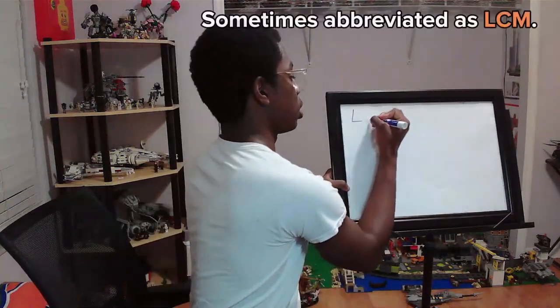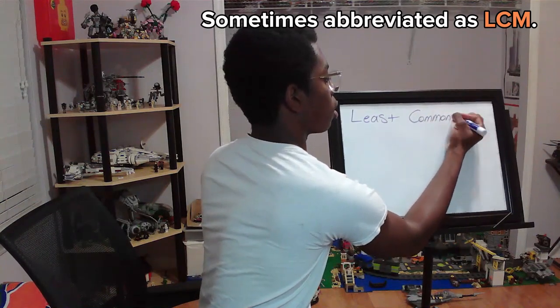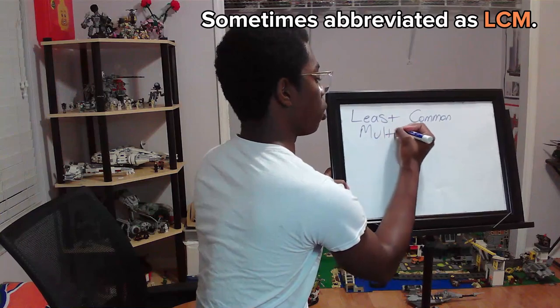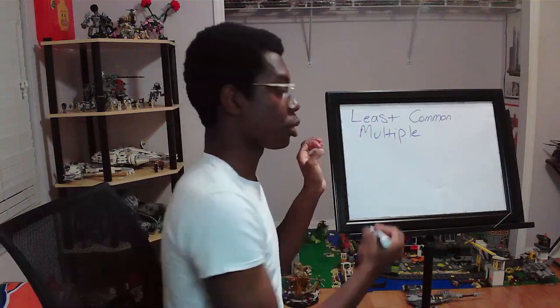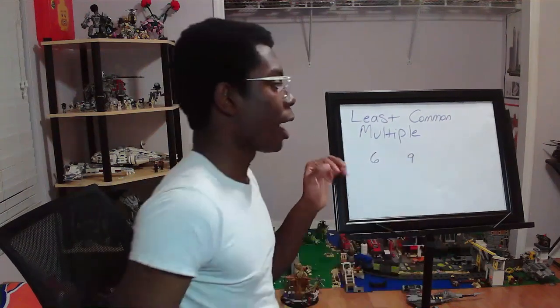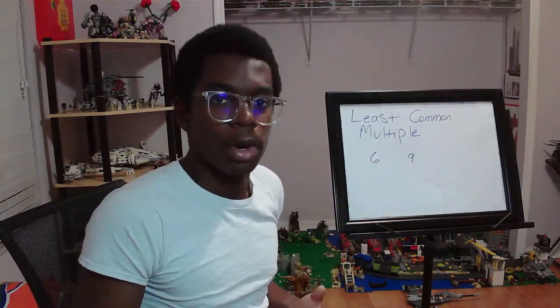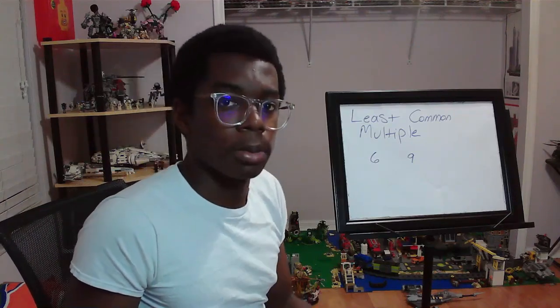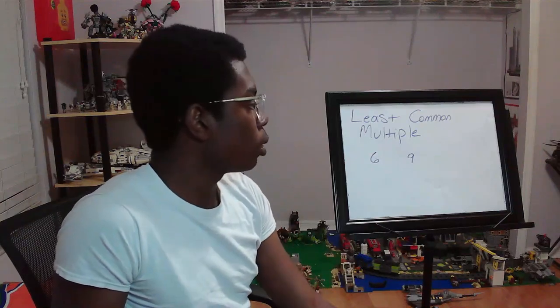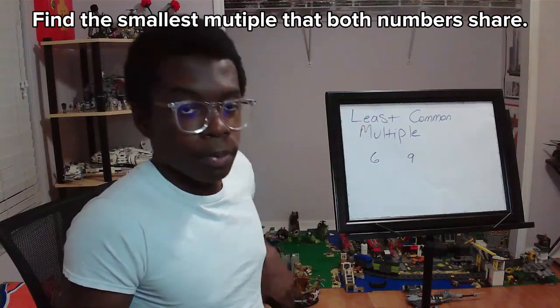Now let's go back to the least common multiple. So if someone gives you two numbers, like 6 and 9, and asks you to find the LCM, or least common multiple, of 6 and 9, let's think about what they're asking you. So they're asking you to find a multiple, and they're asking you to find a common multiple. So you're trying to find a multiple that they both share. And you're trying to find the least one.